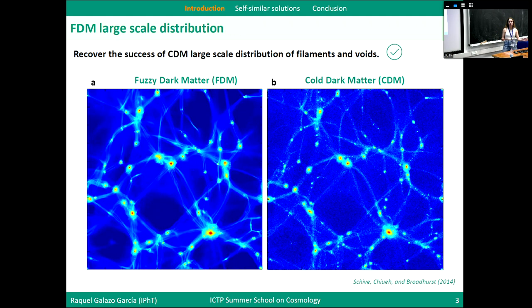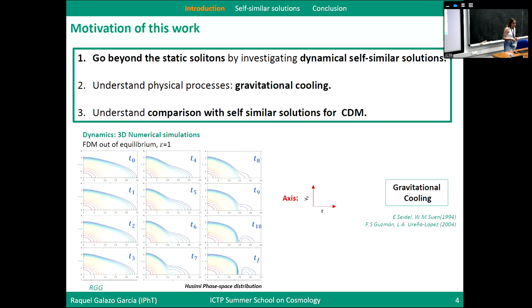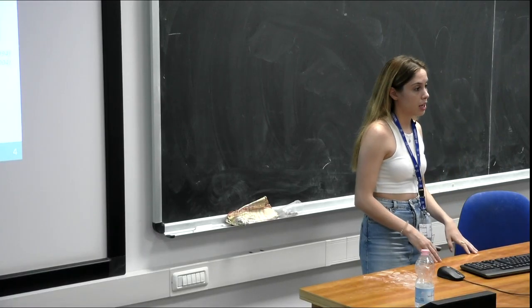Okay, so here is just to illustrate the differences between fuzzy dark matter and cold dark matter. Here, on large scales, as you can see, with fuzzy dark matter we recover the success of the large-scale distribution. Of course, the two panels are different because here we have quantum pressure, which gives a smooth distribution, whereas in cold dark matter, since there is nothing that can balance gravity, we have a more clumpy behavior.